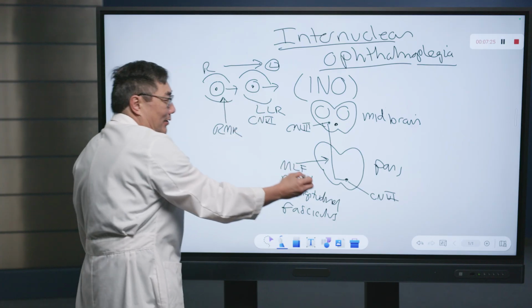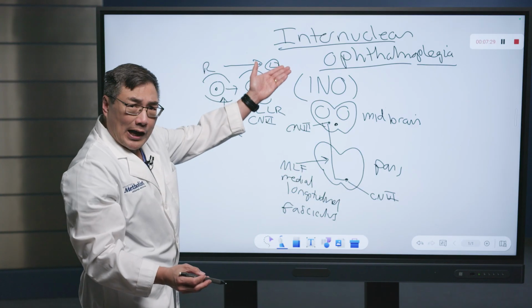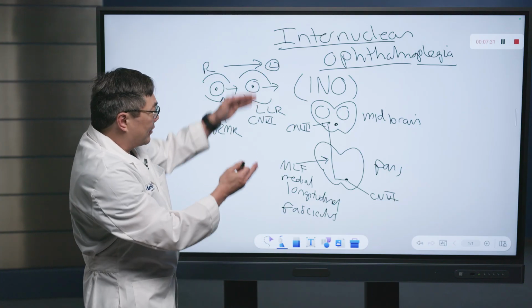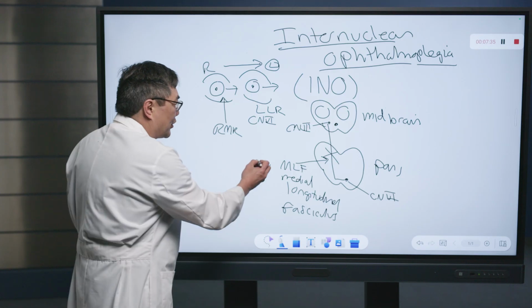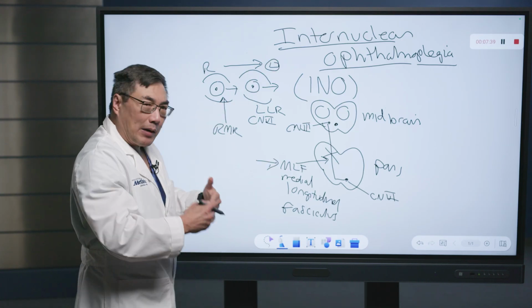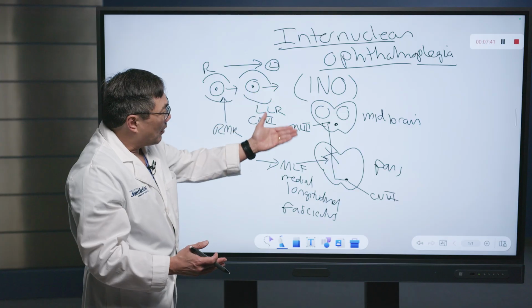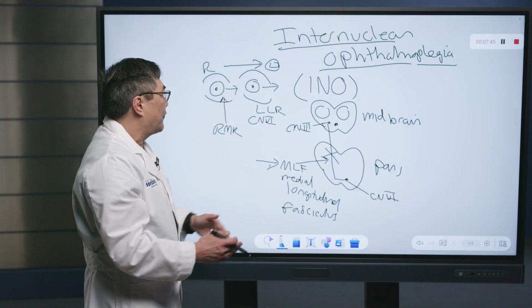So the right eye medial rectus has to fire with the left eye lateral rectus, and to get those two eyes to move together, they have to be connected between their two nuclei, internuclear, and if you have a disruption of that connection because you have damaged the medial longitudinal fasciculus, that problem causes ophthalmoplegia, and that ophthalmoplegia is called internuclear ophthalmoplegia, INO for short.